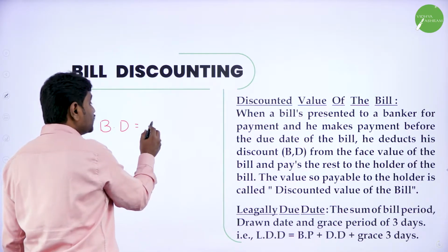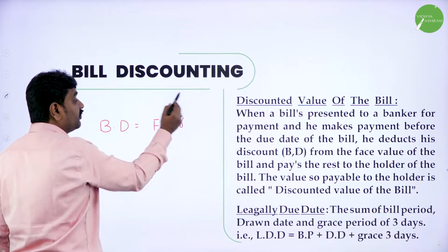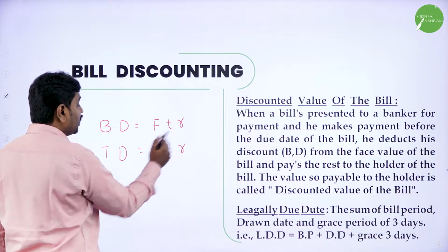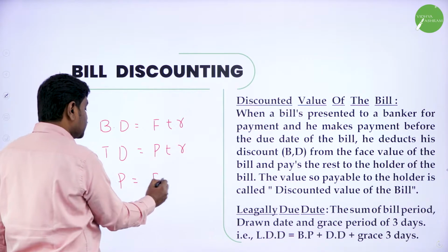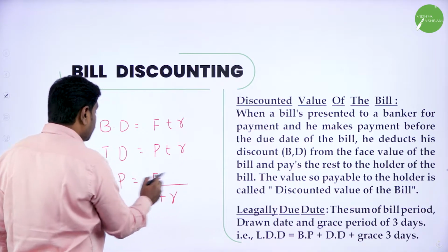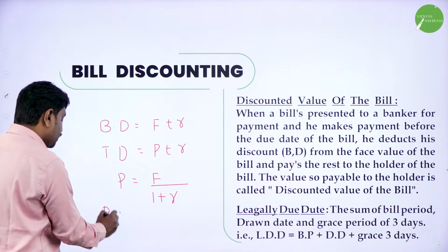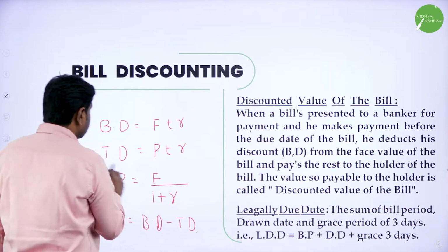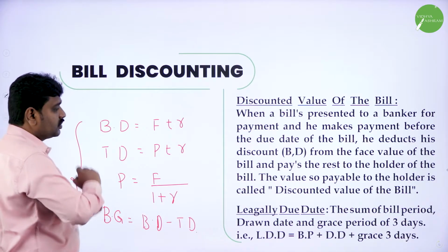So now you know what is banker's discount. Banker's discount is the simple interest on face value, that's why FTR. What is true discount? This is simple interest on present value, PTR. What is present value? Present value is less than face value, that is F by 1 plus TR. And banker will get gain, that we say banker's gain. Banker's gain is banker's discount minus true discount. So these are the three basics which we need to calculate.